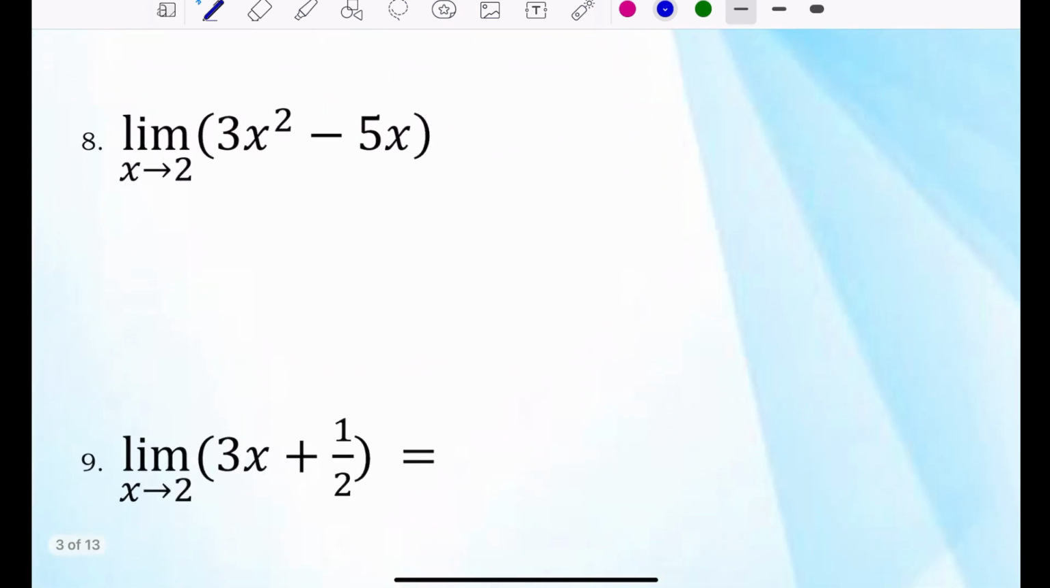So if we're going to solve this, we can write it as the limit of 3x squared where x approaches 2 minus the limit of 5x where x approaches 2. That is the limit of a sum or difference of functions. And then apply the other theorem.